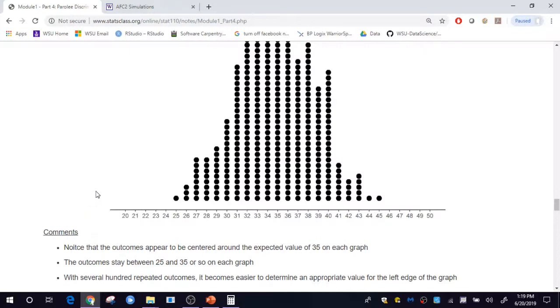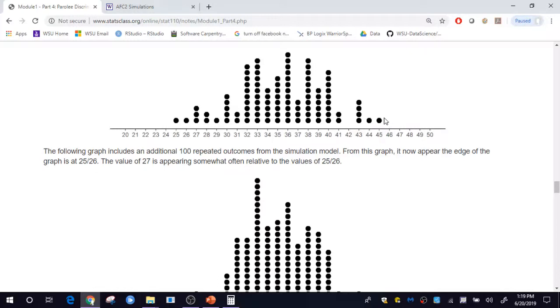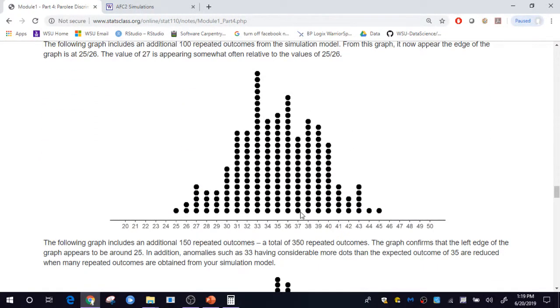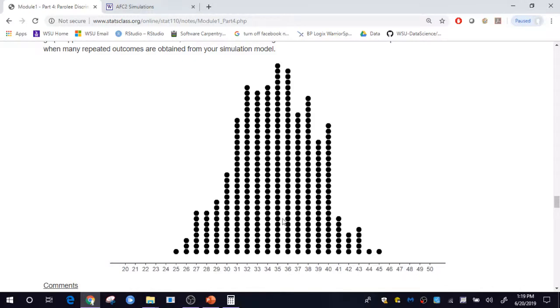Notice that the outcomes appear to be centered around 35 on each of these graphs. So consider the one with 100 dots on it. The graph tends to be centered right at about 35. With 200, the graph is centered about 35. And even with 350, that graph is centered around 35.